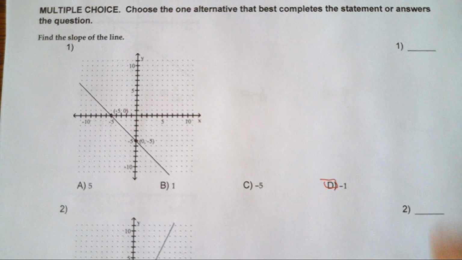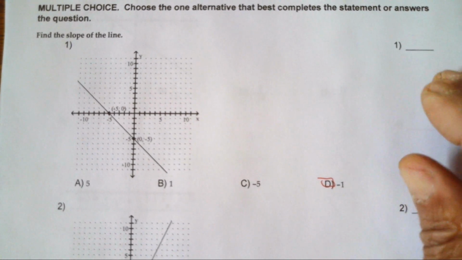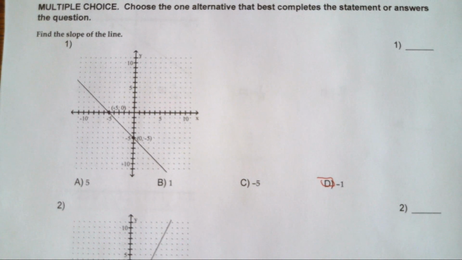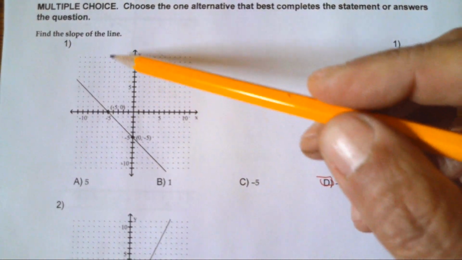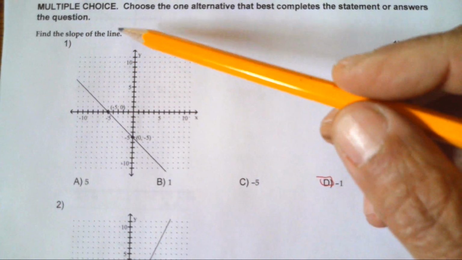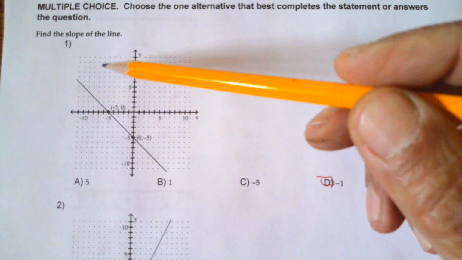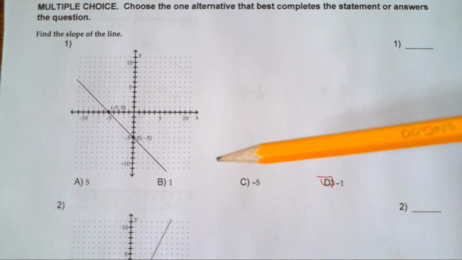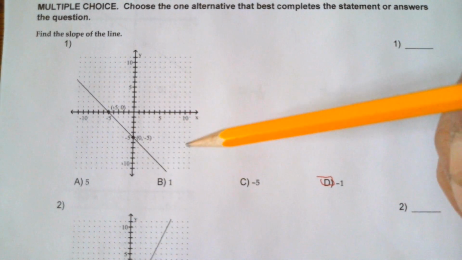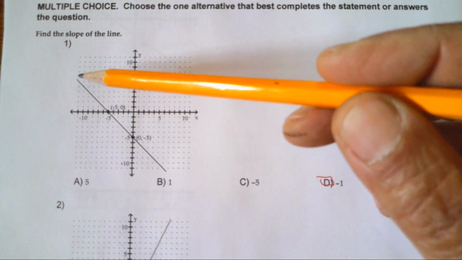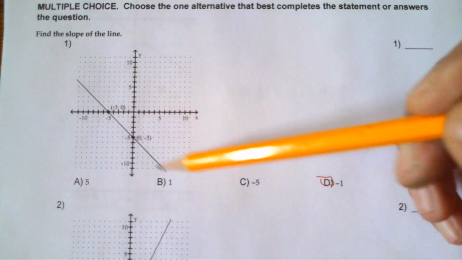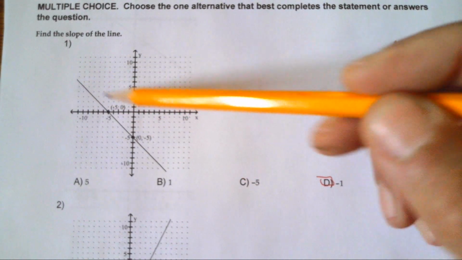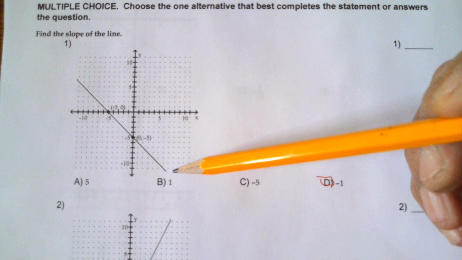Alright, this is section 1.3, the homework assignment. Slopes of lines. He's asking me, first of all, to find the slope of this line, but to give you a hint here, many times with multiple choice, there are a couple of answers, at least one answer that makes absolutely no sense. First thing I notice is this line is slanting downhill from left to right. The line slants downhill left to right. It has a negative slope.